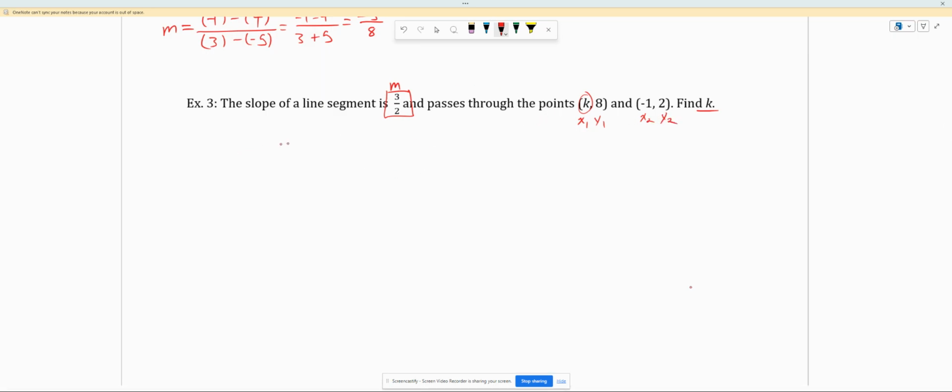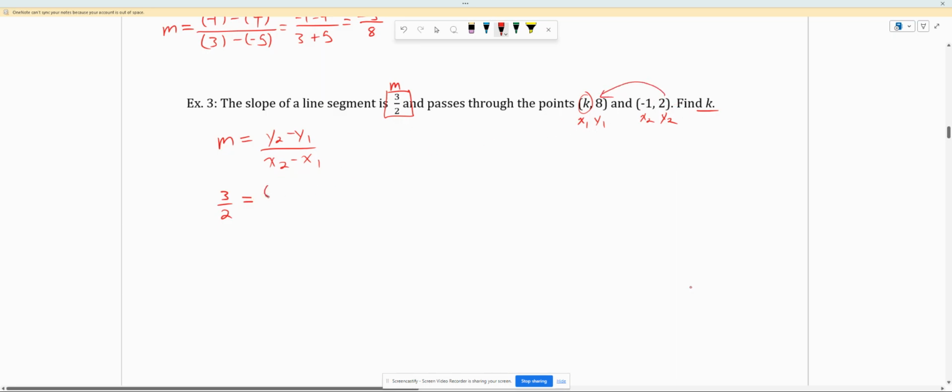So let's set up our equation. Let's write the equation for finding the slope between 2 points: y2 minus y1 divided by x2 minus x1. Now let's fill in what we know. M is 3 over 2, and that's equal to y2, so I'm going to subtract 2 minus 8. And then on the bottom, this is where I have -1, and it's subtracting k.